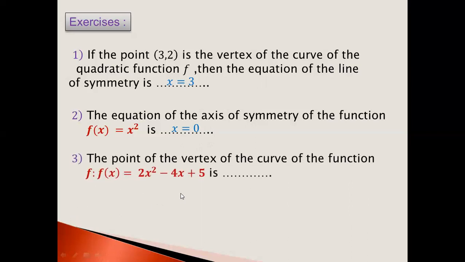Number 3, the point of the vertex of the curve of the function. According to the rule of the point of the vertex of the curve, the first projection is negative b over 2a, and the second projection is its image, the image of negative b over 2a. If we substitute the coefficients, a equals 2 and b equals negative 4, in the rule of the vertex point, the first projection, negative b over 2a, and the second projection, its image, the final result is going to be (1, 3).